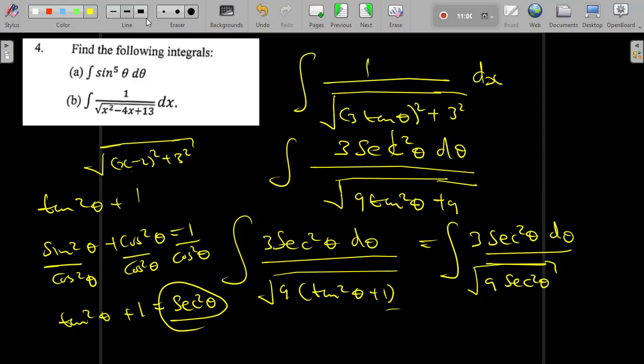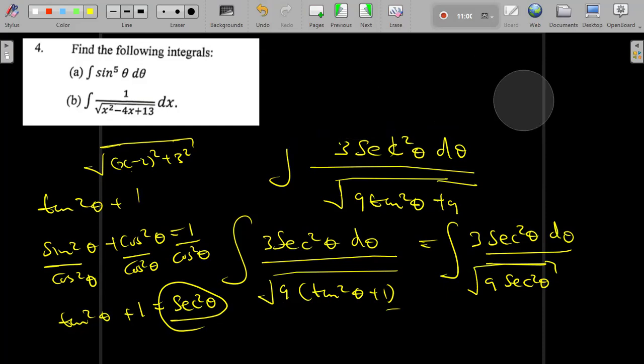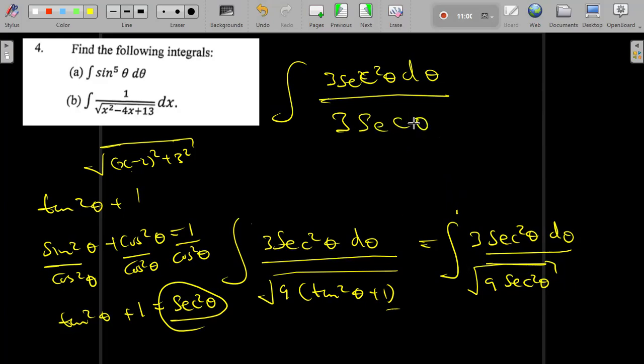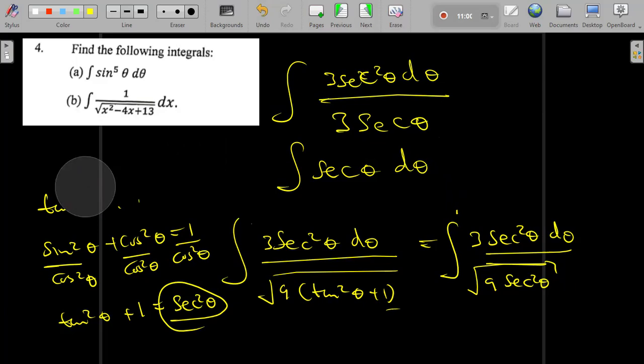Okay, so now from here, I will get the value. I can remove that out of the root. So I'm saying 3 sec squared theta d theta, then I have over the square root of 9, which gives me 3. Then here the square cancels, then I just remain with sec theta. But this then can divide into there, and I just remain with the integral of sec theta d theta. So that's what I remain with.